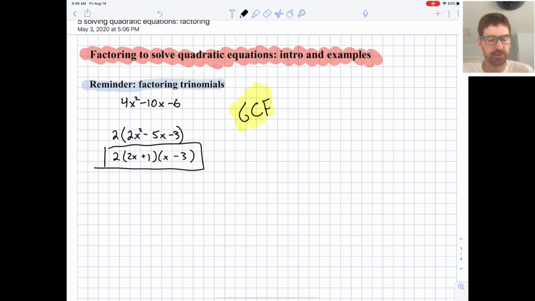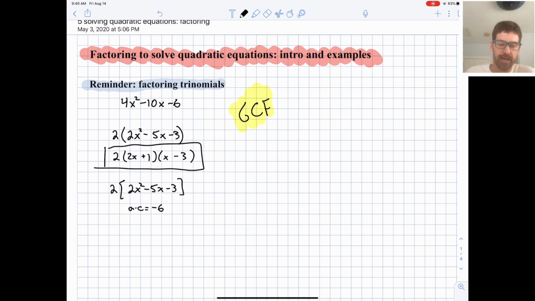So that's our answer. But alternatively, I want to remind you of what I call the AC method. We can first rewrite the problem we're trying to solve. A times C is -6, and then we need to find factors of -6 that add to our B value of -5. That would be -6 and 1. We will use these numbers, -6 and 1, to split up that middle term. So let's rewrite it: -6x plus 1x minus 3.